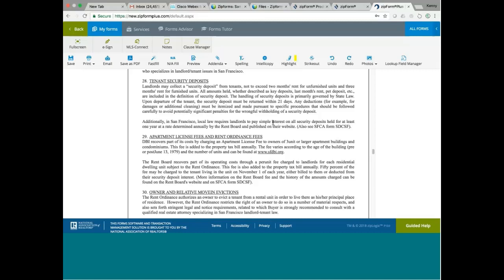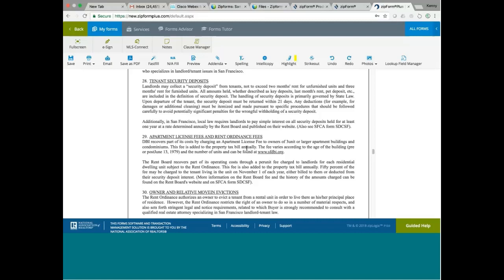Now, in San Francisco, the landlord has to pay simple interest on all security deposits for at least 1 year at a rate determined annually by the rent board and published on their website. So if you collected a security deposit from a tenant in San Francisco, and this is a rent control tenant, whatever security deposit they pay you, you have to pay simple interest on it. Whereas if you are in non-rent control, typically you are not required to pay simple interest on the security deposit. Okay? So just be aware of that.